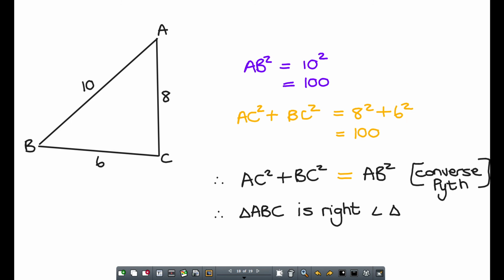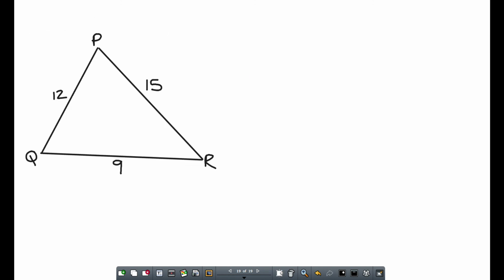Can I give you one and you guys do it on your own? Just for interest's sake, where is my 90 degrees angle here, at A or B or C? C, because it's across from the long one, which means the 90 degrees would be at angle C. Good.